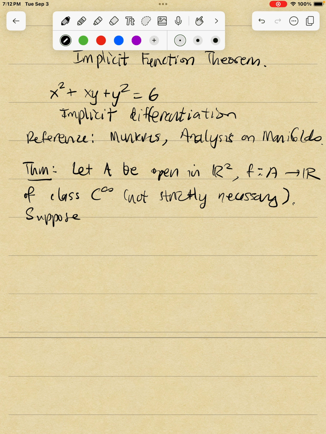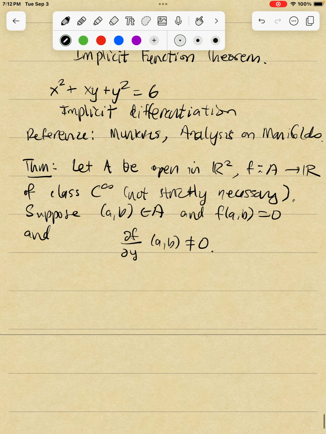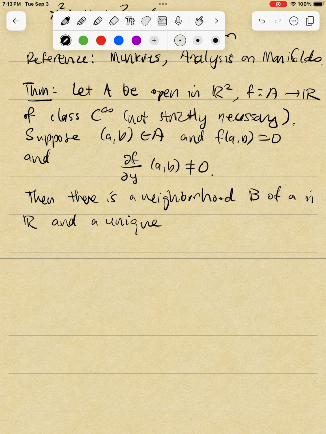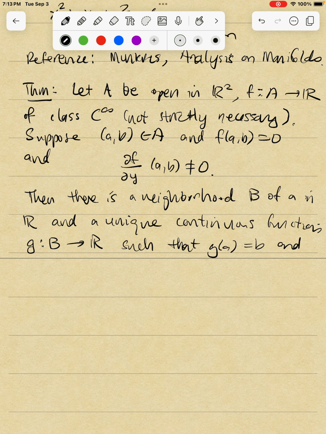And suppose that you have a point (a, b) in A, and that f(a, b) is 0, and that the partial derivative of f with respect to y evaluated at (a, b) is not 0. Then there is a neighborhood B of a in R, and a unique continuous function g from B into R such that g(a) equals b and f(x, g(x)) is 0 for all x in B.